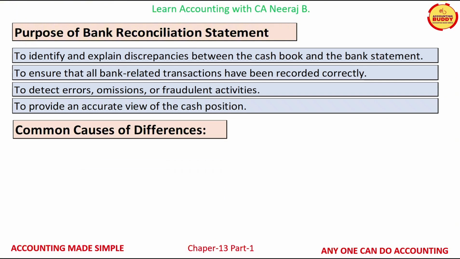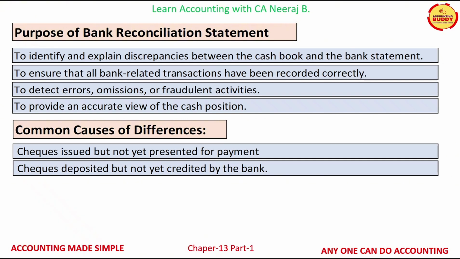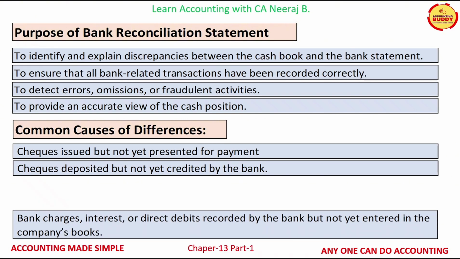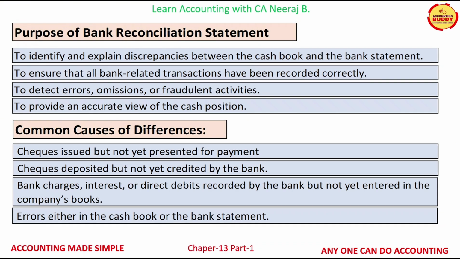The common causes of difference between the cash book and the bank statement or the bank passbook are: number one is check issued but not yet presented for payment. Number two cause is checks deposited but not yet credited by the bank. Bank charges, interest or direct debits recorded by the bank but not yet entered in the cash book are some of the causes of difference. Further, errors either in the cash book or the bank statement also cause the difference between the two statements.